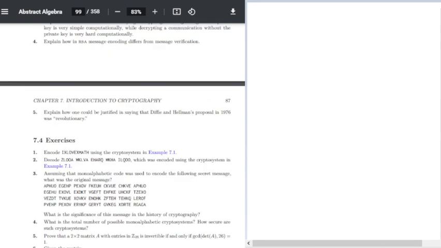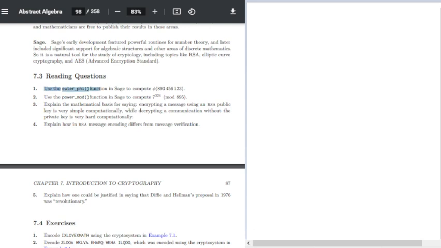So the reading questions. Explain the mathematical basis for saying encrypting a message using an RSA public key is very simple computationally, while decrypting a communication without the private key is very hard computationally.